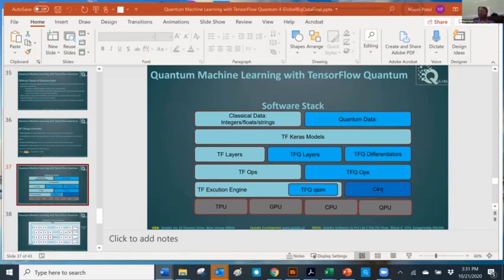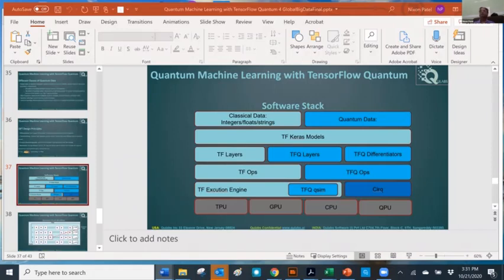If you note, it works ubiquitously with the lower part. You see TPU, GPU, CPU, and everything QPU. So, to put it simply, at the user interface there are two sets of data, right? Data could be classical or quantum, and TensorFlow Quantum supports both classical and quantum. I mean, classical data has to be converted to quantum before it can be used.